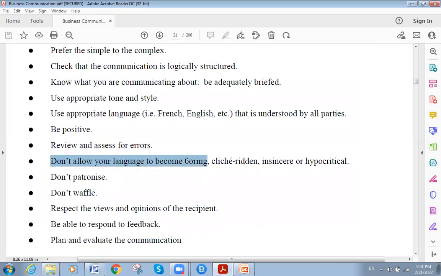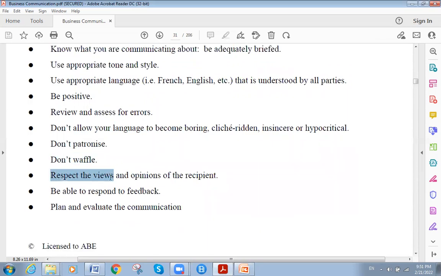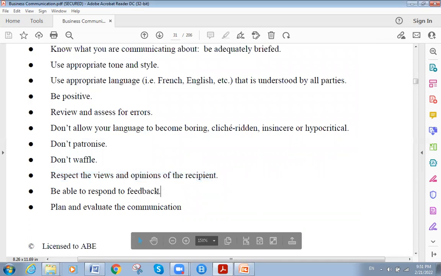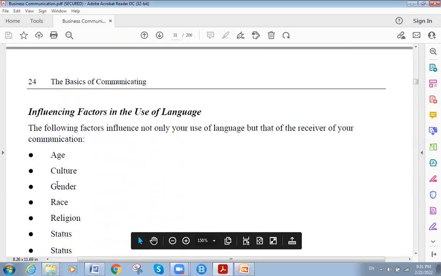Don't allow your language to become boring. Don't patronize. Don't waffle. Respect the views and opinions of the recipients. Be able to respond to feedback. Plan and evaluate the communication always.